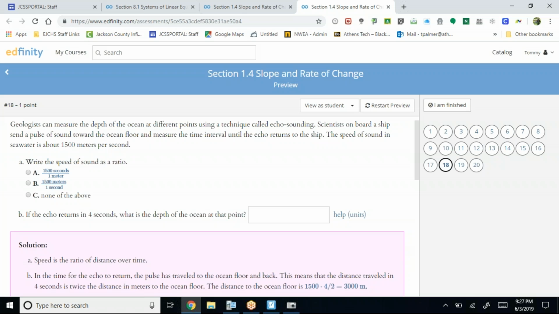Will that always be for every problem or just certain ones? For this problem, yeah, this is the only one that's dealing with echo sounding, or basically sonar is really what it is.